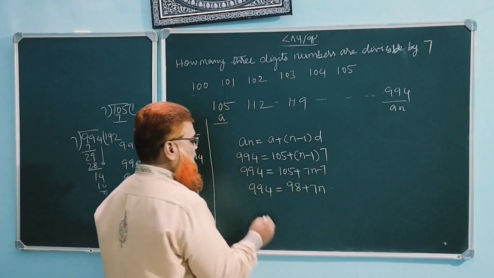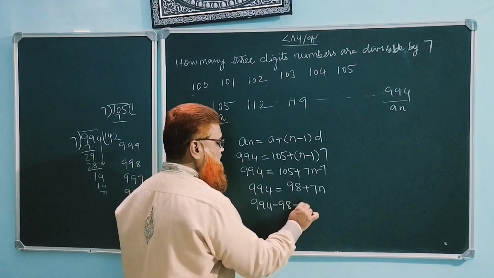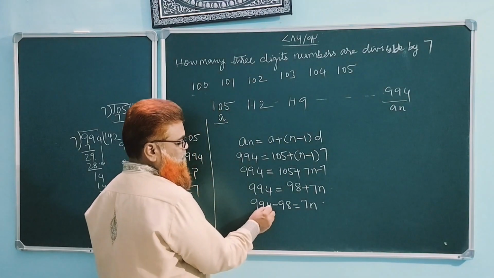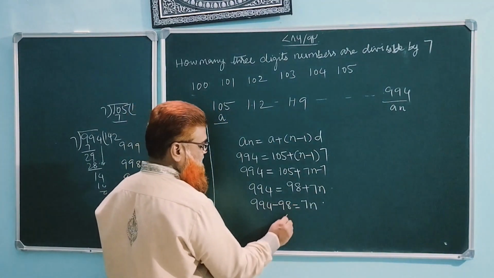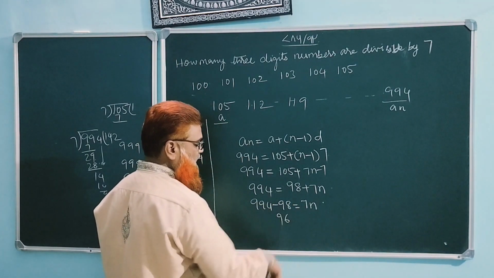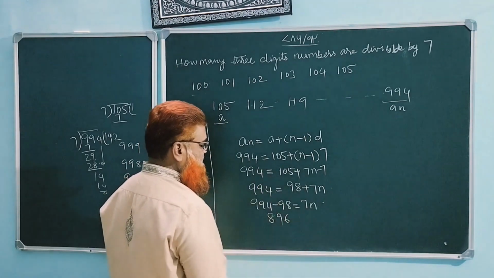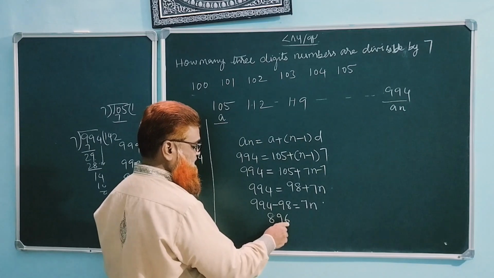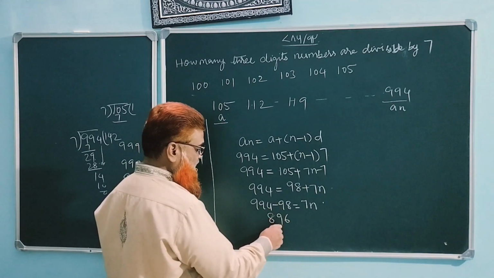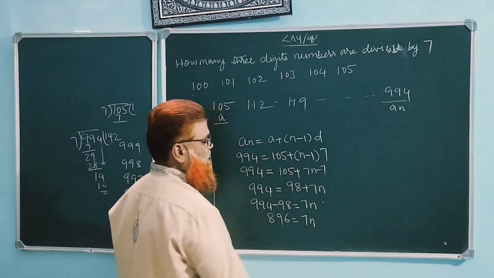994 minus 98 is equal to 7n. Units place: 4, borrow 1, 14 minus 8 is 6. 18 minus 9 is 9. And the last digit is 8. So 896. Once again, 14 minus 8 is 6, borrow 1, 18 minus 9 is 9, and 896 is equal to 7n.